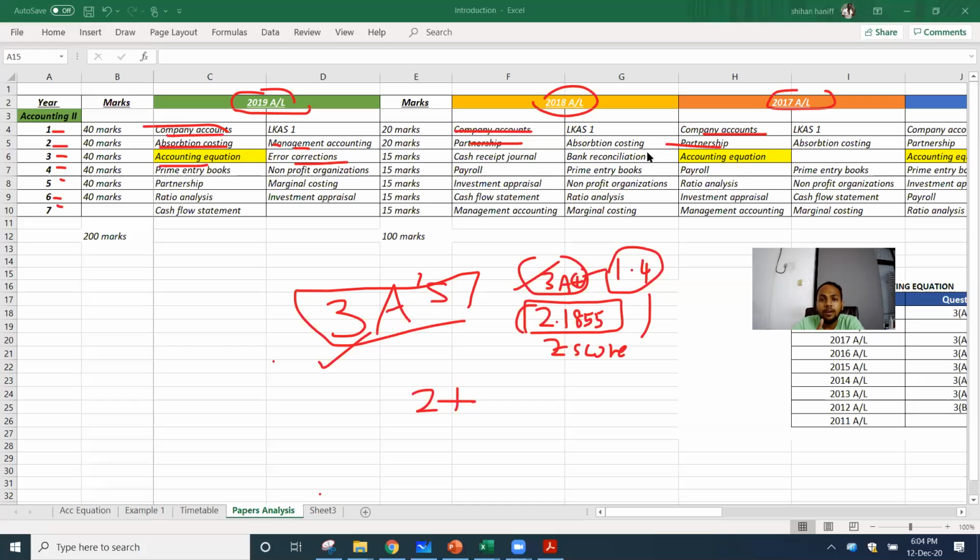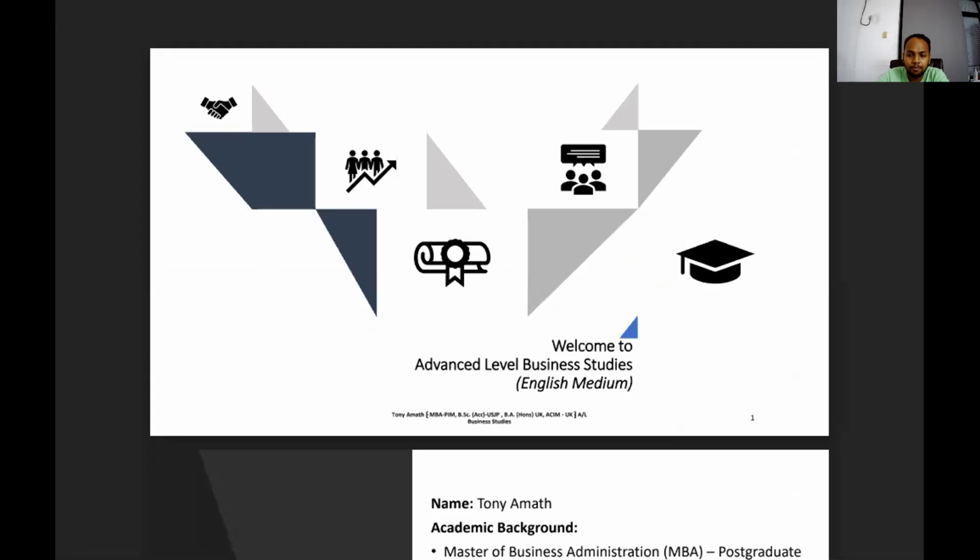Forget about everything. Remember 2019 A level, a student who did O level in 2018 completed his A level in 2019 with just 8 months. So a student who can do A level in 8 months and get 3 A's, if he can do it, definitely you can do it. Right? So we have enough time. So let's try to do as much as maximum.